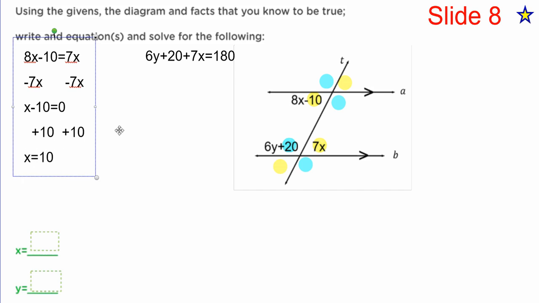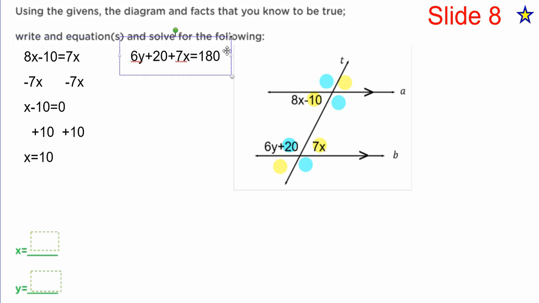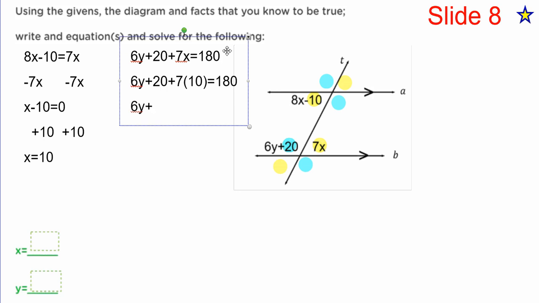So if x is equal to 10, I could go to my second equation here and substitute that in where I see x. So we've got 6y plus 20 plus 7 times the value for x, which is 10, equals 180. And continue simplifying the equation and undoing it to solve for y. So we've got 6y plus 20, 7 times 10 is 70, and that equals 180. We've got some like terms here, 20 and 70 to be 90.